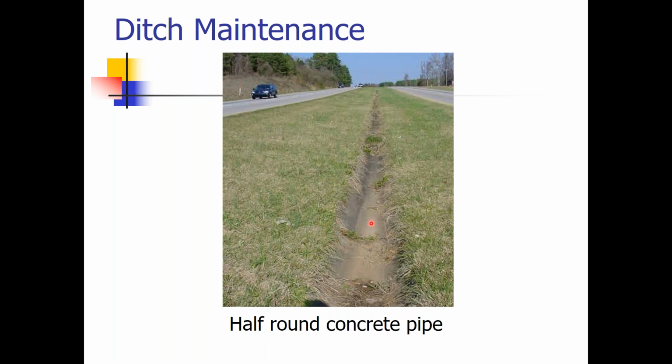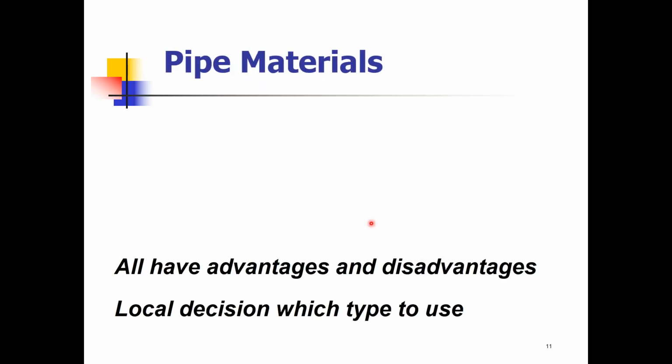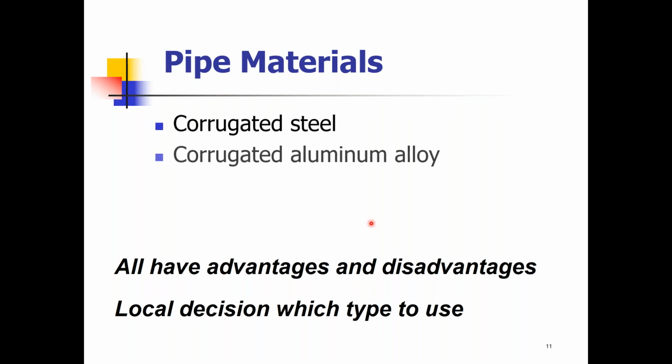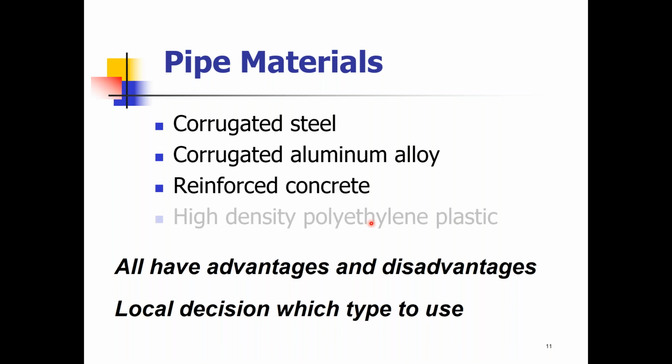Now that's in terms of ditches, but in terms of pipes, there are a couple ones we're going to look at today. The first one's going to be a corrugated steel pipe, a corrugated aluminum alloy. We're going to talk about some reinforced concrete, and finally the high density polyethylene plastic. It's important to note that every one of these pipes has real advantages to it, but it's also important to note sometimes they come with disadvantages. As a local agency, you need to decide which one has the most advantages and the least disadvantages, and that will work for your agency and the area that you're in. Make sure you make a good selection on that.